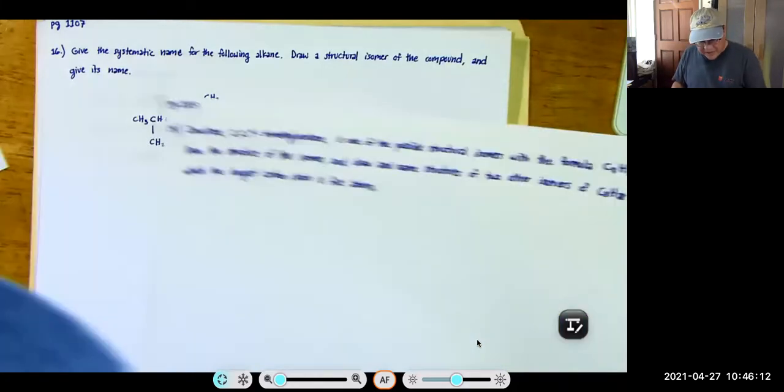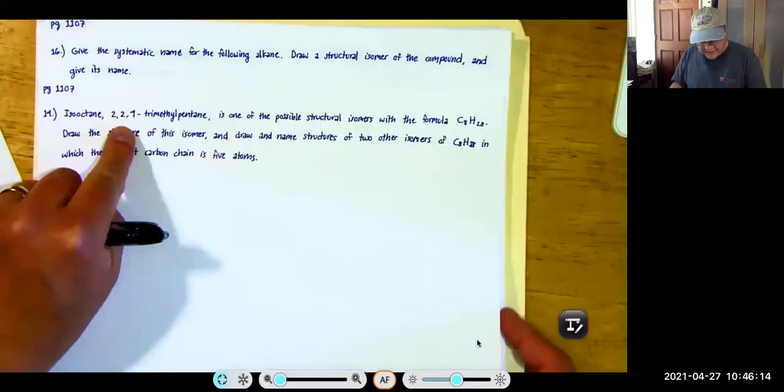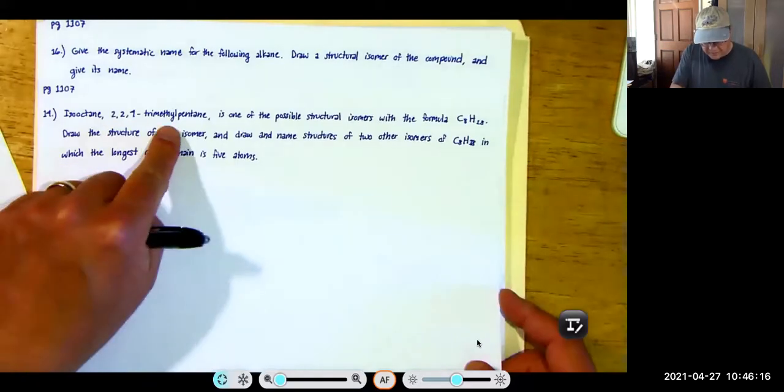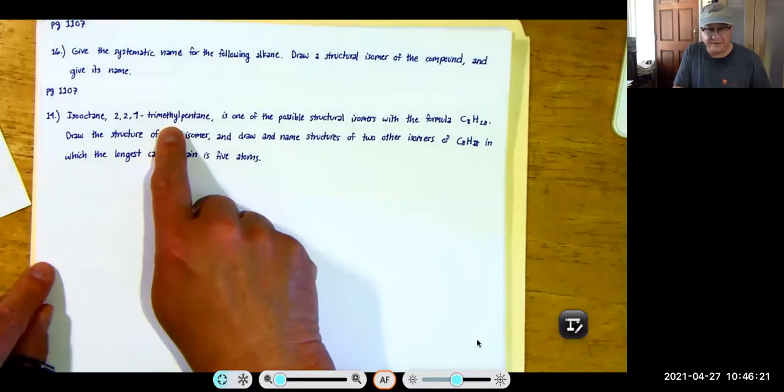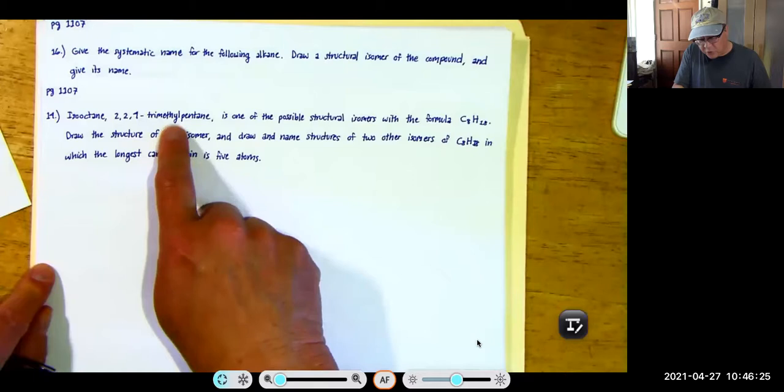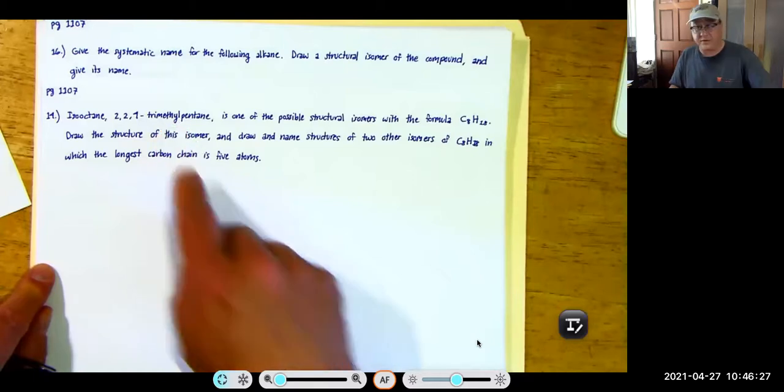I believe this is isooctane, the largest component in gasoline. Gasoline is a mixture, but I believe the majority of it is 2,2,4-trimethylpentane.